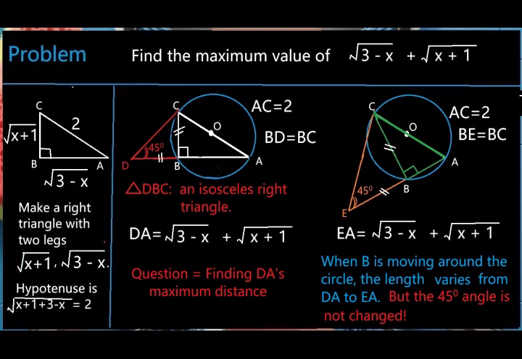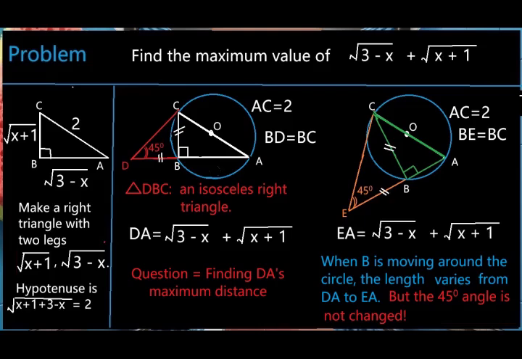the fixed hypotenuse. Now extend a line from A through B, and mark point D such that BD equals BC, then connect C to D. This construction creates a new isosceles right triangle. In this setup, the length DA represents the value of our expression. So the problem reduces to finding the maximum possible length of DA.